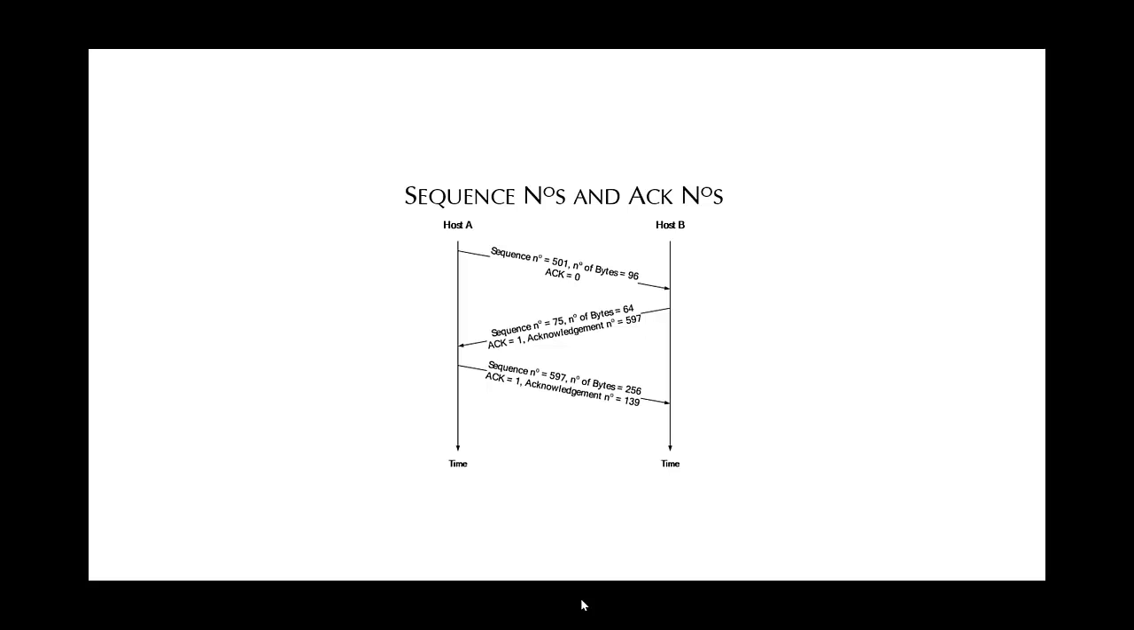Host A then sends a segment with the sequence number 597 carrying 256 bytes of data. This segment also carries an acknowledgement number for the segment just received from host B. Its ACK flag is set to 1 and the acknowledgement number is set to 75 plus 64, which is equal to 139, the next sequence number that host A expects to receive from host B. If the sequence number needs to be incremented beyond 4294967295, which is a massive number, counting continues from 0.